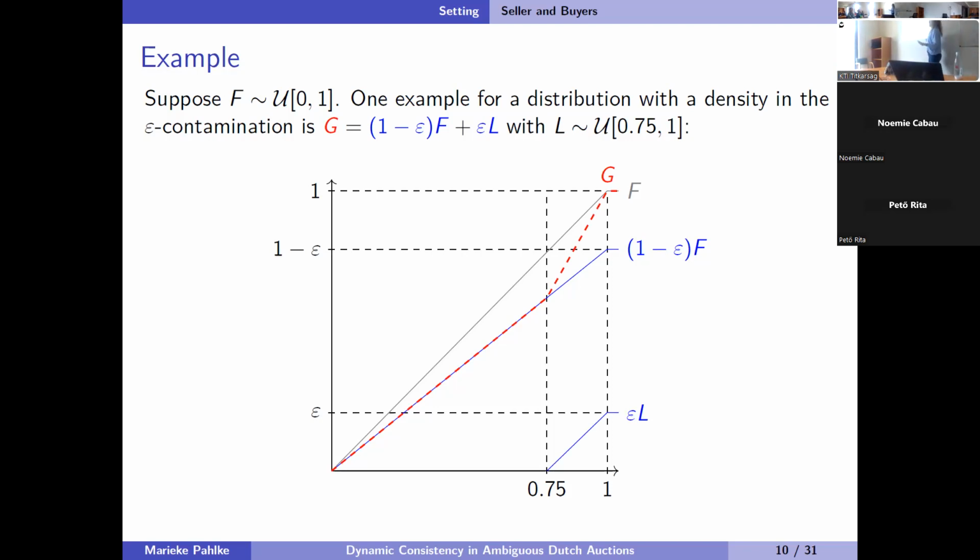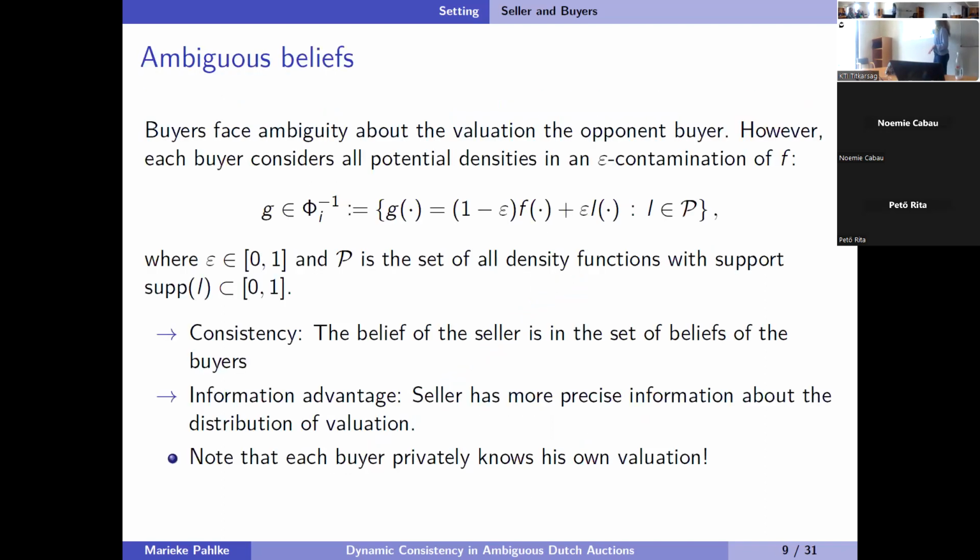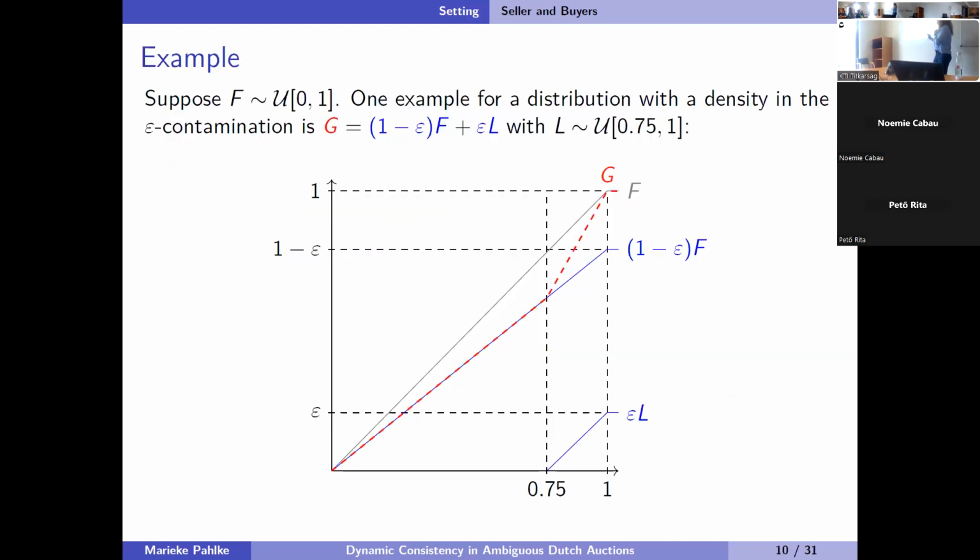And this L is just one example. This L could be anything in the set of distributions. It's just an example to show you how this comes about. So you see, we are keeping a full support assumption, which is important so as not to have to think about out of equilibrium or non-zero events. But yes, we have this overweighting of certain regions. Okay, that's just an example. So we have this ambiguity version for the buyers.